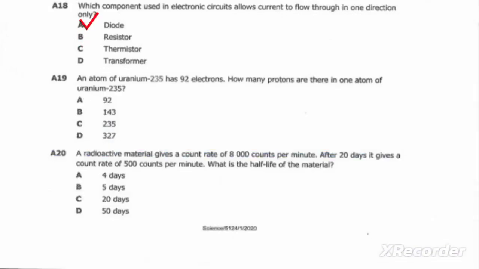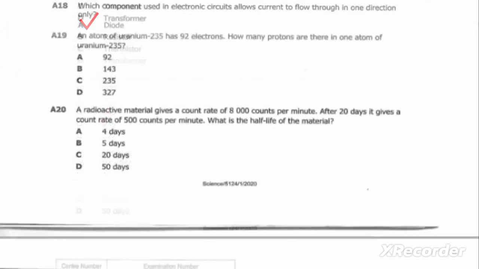We are done with this question. Let us shift to the next question, which is question A19. An atom of uranium 235 has 92 electrons. How many protons are there in one atom of uranium 235?